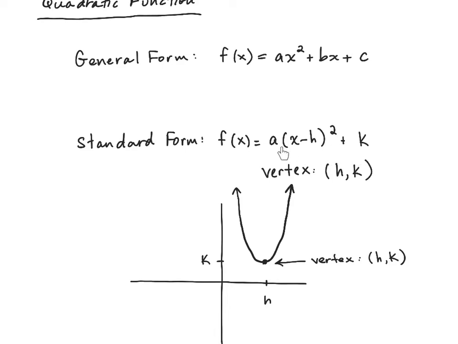And this is actually from section 2.6, transformations of functions. This moves the vertex left or right. This moves the vertex up or down. This transforms the parabola as a vertical compression or a vertical stretch. So this first learning target is taking a quadratic function that's in general form and writing it in standard form.